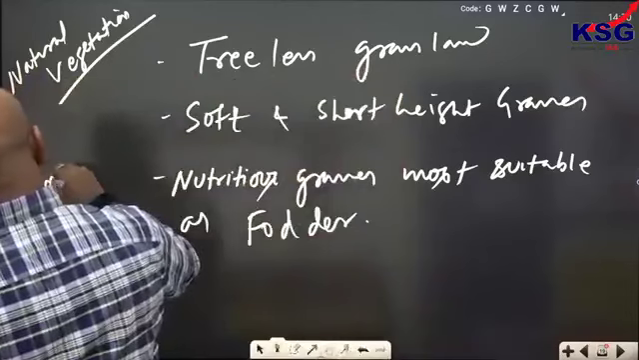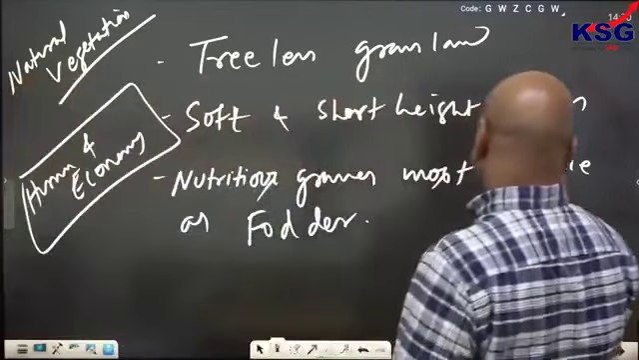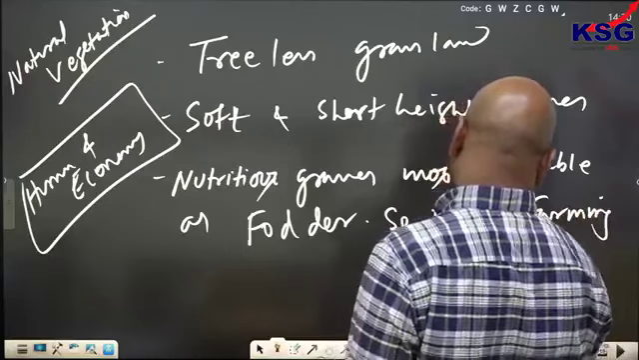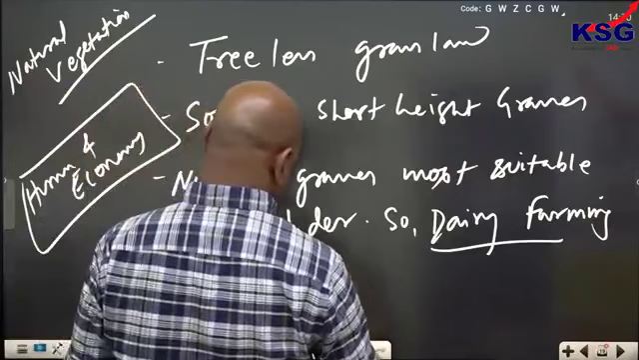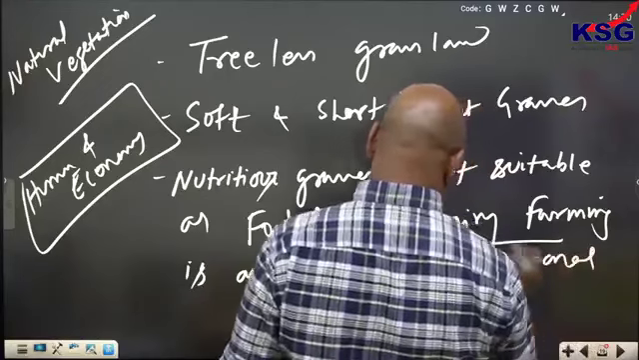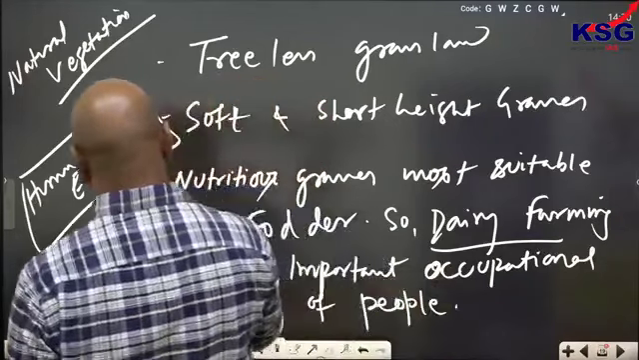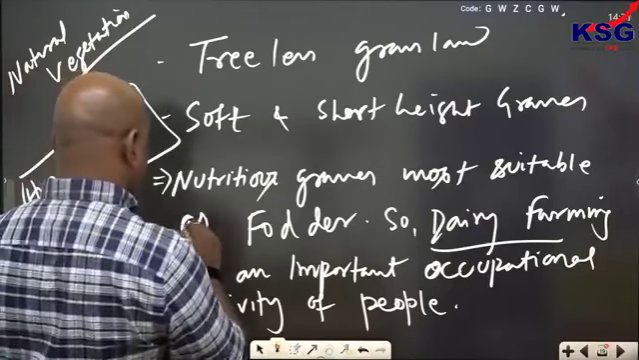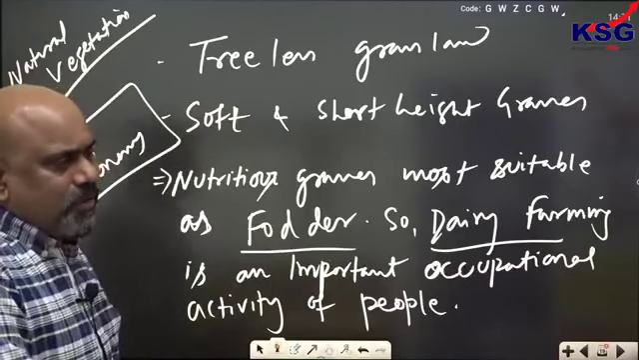That is the natural vegetation. Now human and economy. I said nutritious grasses, most suitable as fodder, so dairy farming is an important occupational activity of the people. Dairy farming is an important occupational activity of people.